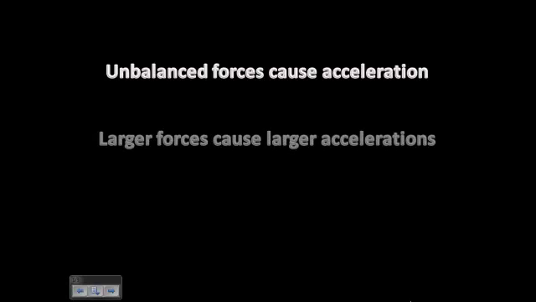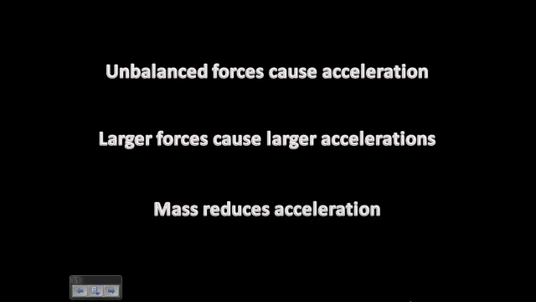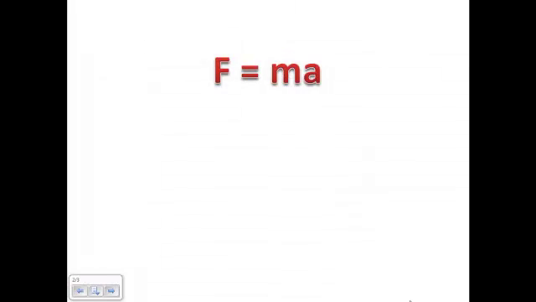Newton's first law tells us that motion cannot change without a net force. And his second law is focusing on what happens when you have unbalanced forces. There are three main ideas that surround Newton's second law. Unbalanced forces cause acceleration. Larger forces cause larger accelerations. And mass reduces acceleration. So all of these lead to a formula that explains the relationship between force, mass, and acceleration.